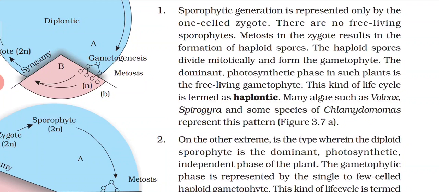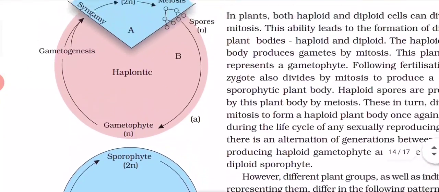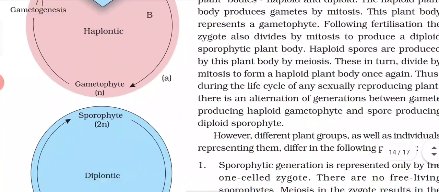So we can easily understand this by this diagram. In this, what is happening? After syngamy, the zygote is formed, and this zygote is the only sporophytic condition. After that, meiosis occurs, and after meiosis it will produce the haploid spore, and this haploid spore will produce the gametophyte, which is the free living and dominant stage of this life cycle, and that is why it is known as the haplontic life cycle.